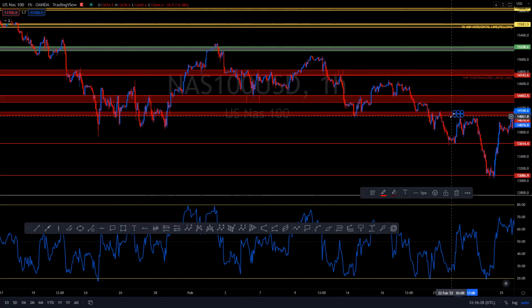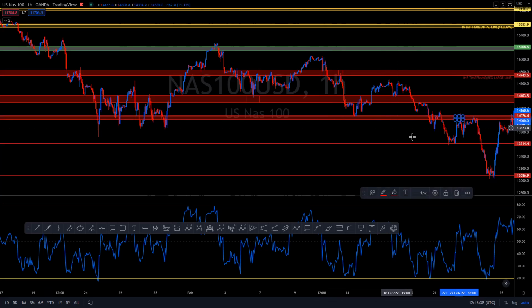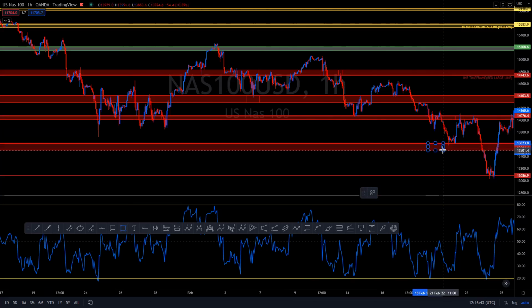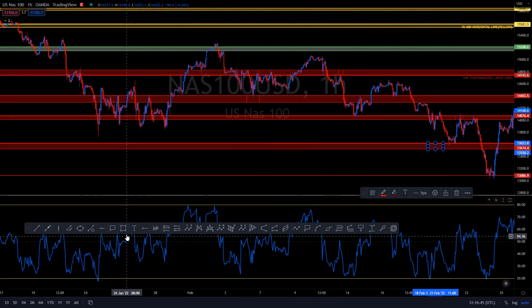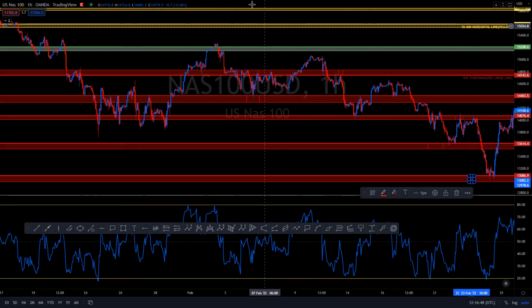I might have made this a little too close, maybe. Let's pull this down. That might be more appropriate. Zone here, and then the zone right here, right?